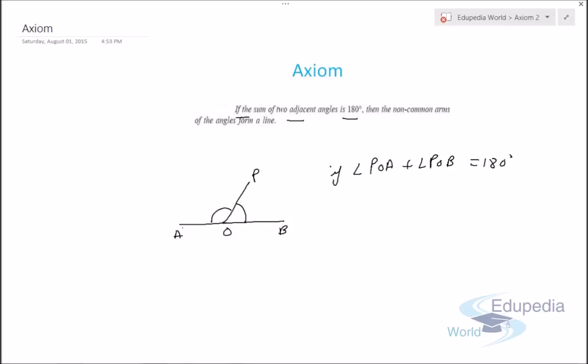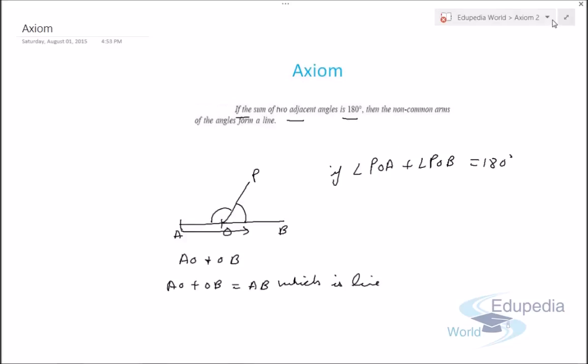the non-common arm will be AB, or we can say AO and OB, of the angles form a line. Means the non-common arms will be AO and OB, so this will form a line, meaning AO plus OB will be equal to AB, which is a line. So this is axiom number 2, which we can say is exactly opposite to axiom number 1.